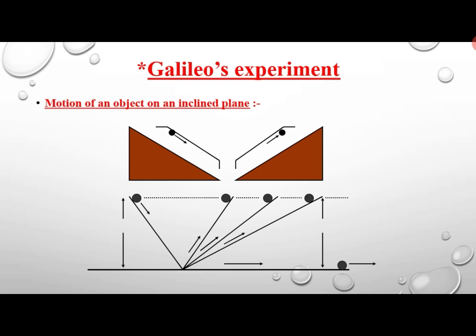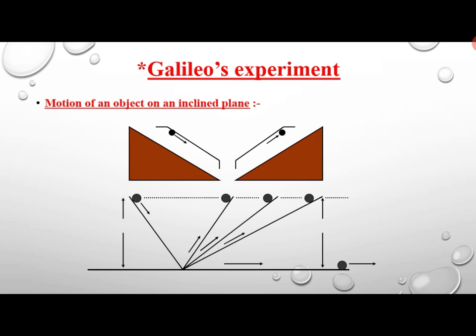Again, if we further decrease the inclination, the ball will again travel more distance in order to reach the original height. And if the inclination of the second plane is made horizontal, in that case the marble will travel forever and try to reach the same height.